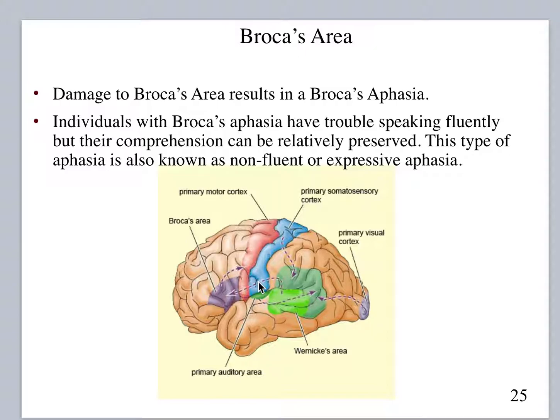Damage to the Broca's area causes Broca's aphasia, which is what happens to somebody who has a stroke in the Broca's area. They have difficulty speaking fluently, but they can understand very well. They can understand the spoken language well, but when they try to speak, their language is non-fluent. They have a hard time with word finding and expressing sentences.